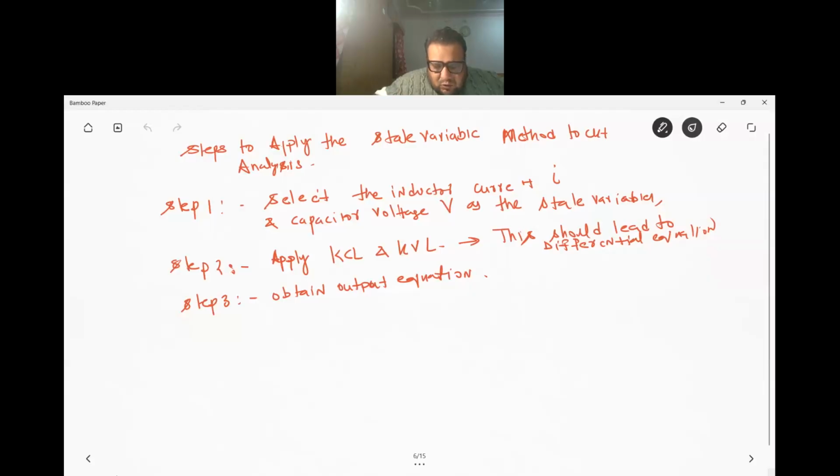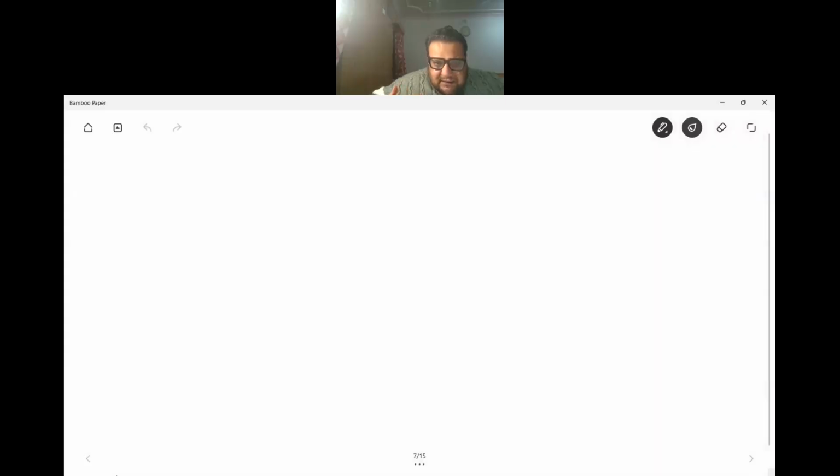Basically, I'm going to follow these four steps. Step number one: select the inductor current and capacitor voltage as the state variables, and then apply KVL and KCL. When you apply KCL and KVL, you will get a first order differential equation, and then you can analyze that differential equation in the form of a matrix.